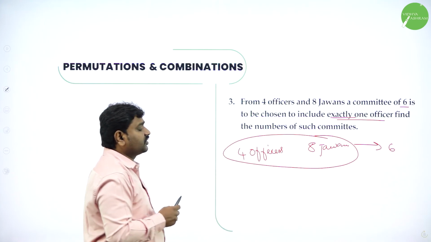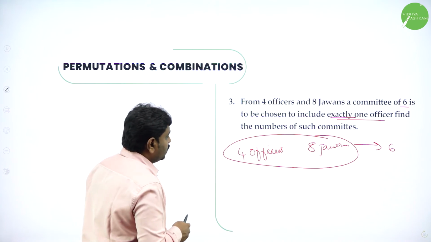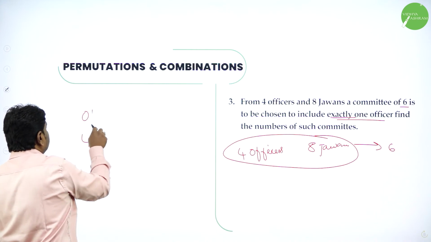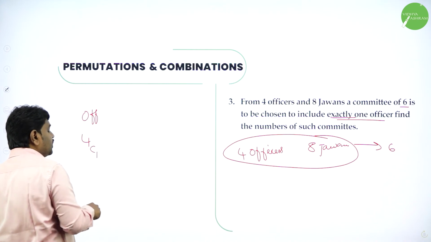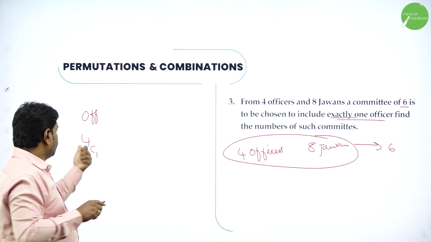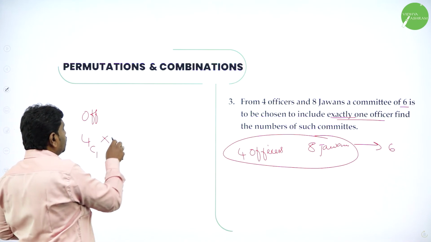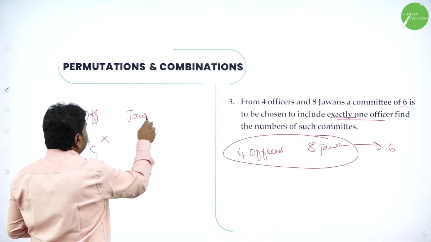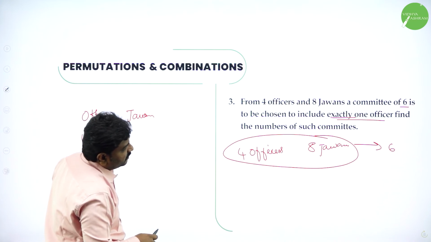How can you select it? So now out of 4 officers, I have to select one compulsory. You should include exactly one. Exactly one means not more than that. So 4C1 into remaining I have to select jawans. How many jawans we have? We have exactly 8 jawans.